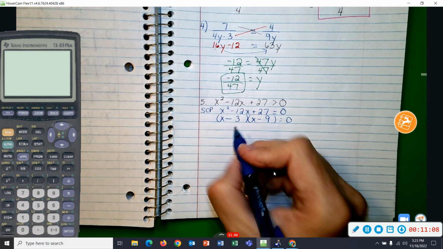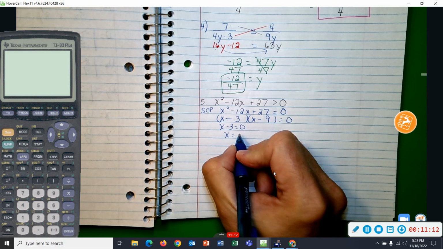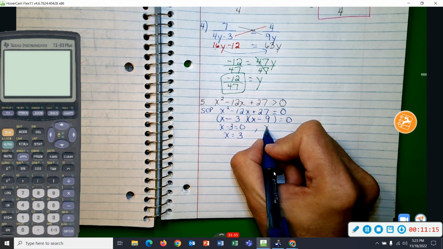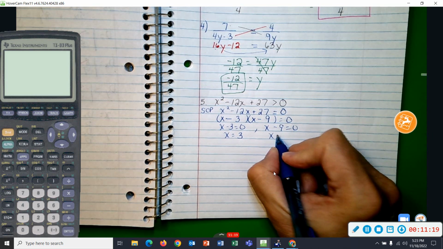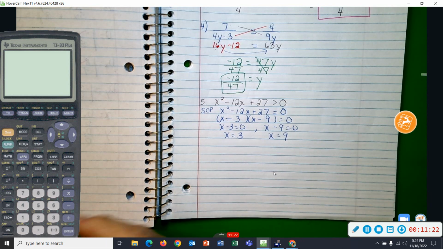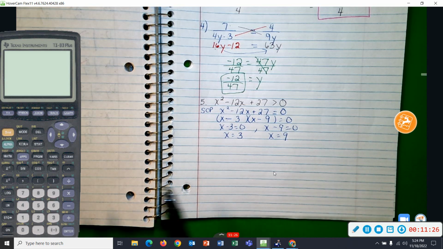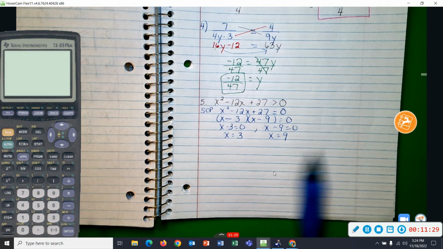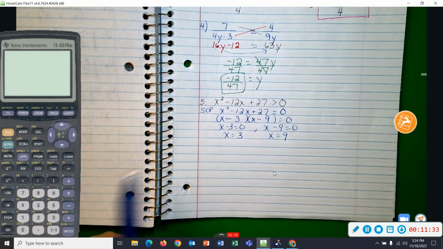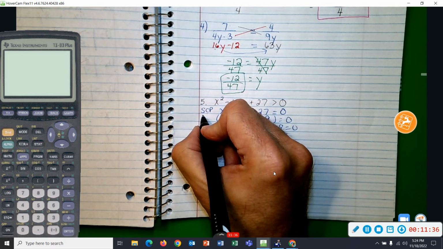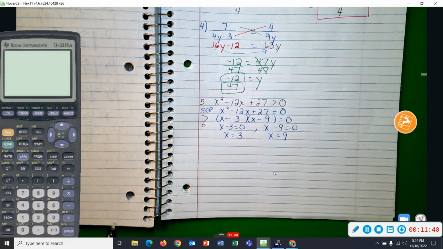Then set each one of these factors to 0. And we get x equals 3. And when I isolate this x by moving the 9 over, I get x equals 9. There's no denominators here, so we don't need to worry with denominator cut points. For the solution cut points, you look at the symbol to decide between open and closed circles. And it's going to be open because there's not an equal sign on there.